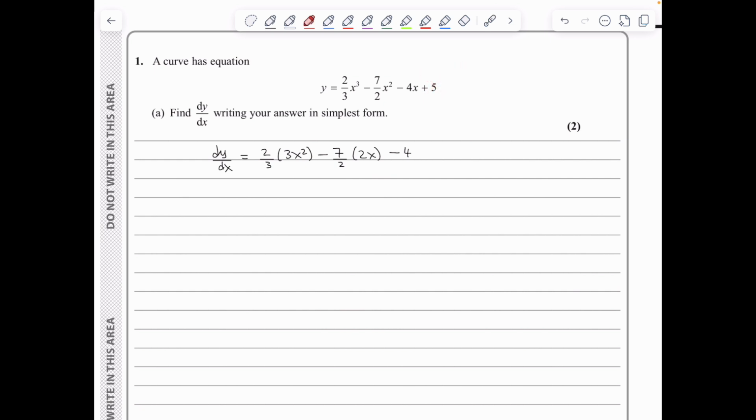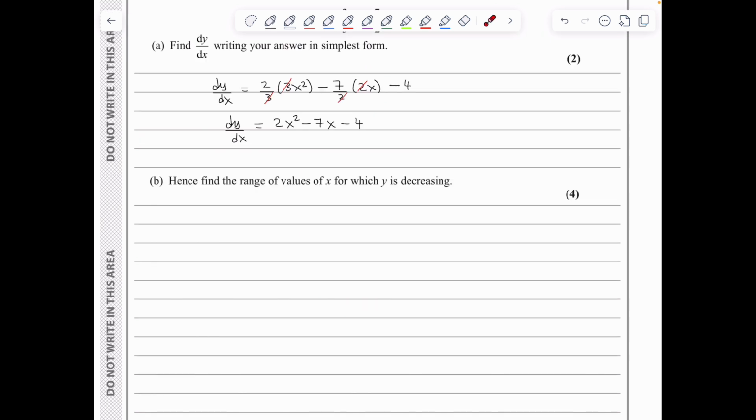Now the 3 with the 3 will cancel out, the 2 with the 2 will cancel out. So all in all, we get that dy/dx is equal to 2x squared minus 7x minus 4. Now in part B, we're asked to hence find the range of values of x for which y is decreasing. Well, we know that if y is decreasing, this means that dy/dx is less than or equal to 0. So we're being asked to solve the inequality 2x squared minus 7x minus 4 being less than or equal to 0. Please note that this could be a strict inequality and both of them are acceptable.